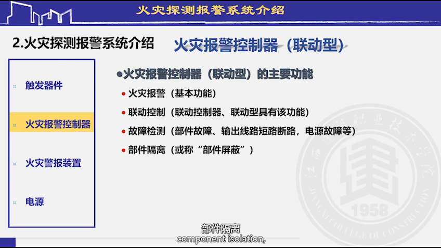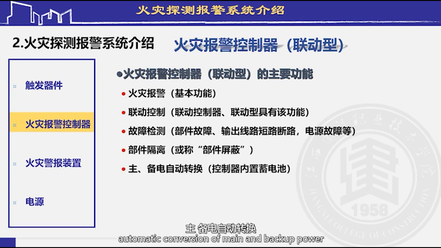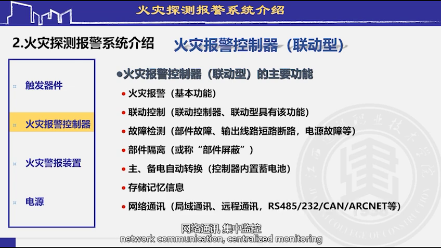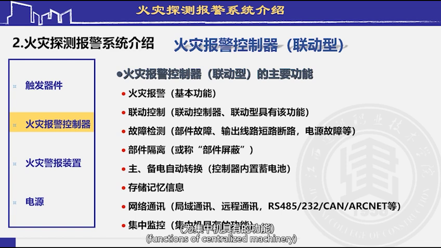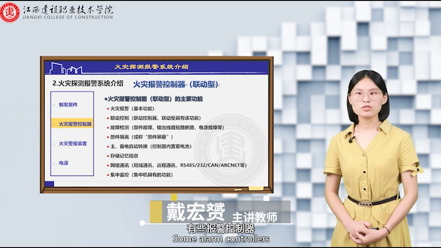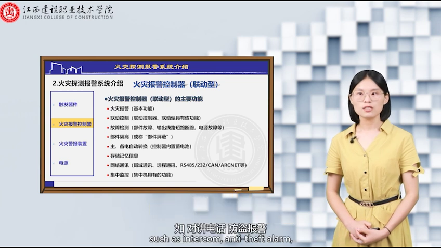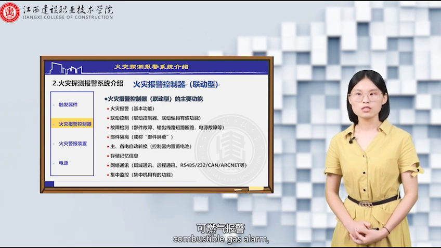Component isolation, automatic conversion of main and backup power, controller built-in battery, storage of memory information, network communication, centralized monitoring, functions of centralized machinery. Some alarm controllers have added many practical functions, in addition to the basic functions specified in the national standard, such as intercom, anti-theft alarm, combustible gas alarm, system testing, etc.